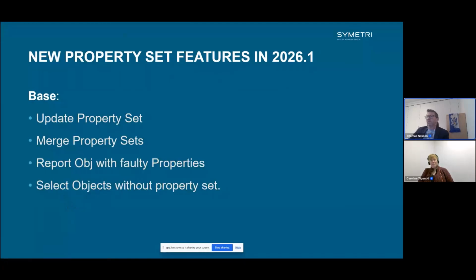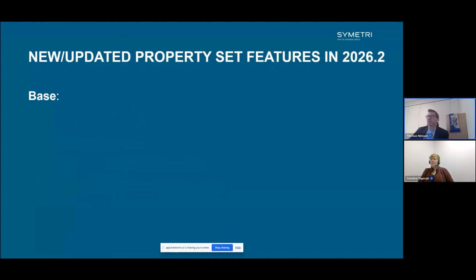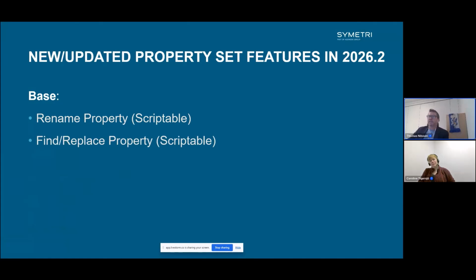And we are working on a new version called 26.2. It's going to be released for both 25 and 26. And in there we have rename property, to be able to change the name of a property in a property set. We have find and replace property, so it's going to be a property value. Find X, replace with Y.